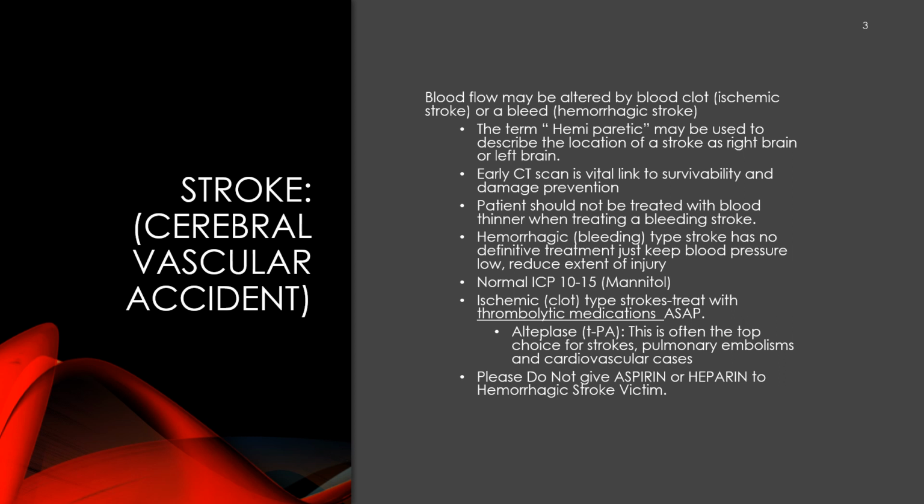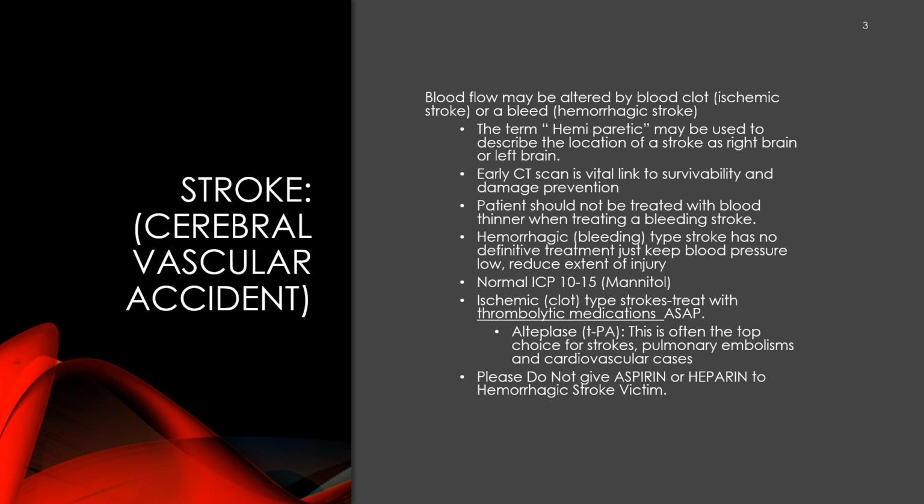The key point to a stroke is to get an early CAT scan. You really need to get a CAT scan ASAP, because this can improve survivability and could also prevent permanent damage to the brain, and it also could create the treatment plan that you need to do. Remember, if someone has a hemorrhagic stroke, there's no way you're going to be giving them any kind of blood thinners, or you're not going to give them aspirin, or you're not going to give them heparin. But an ischemic stroke, yes, you can. There is a whole host of good medications used for ischemic stroke.